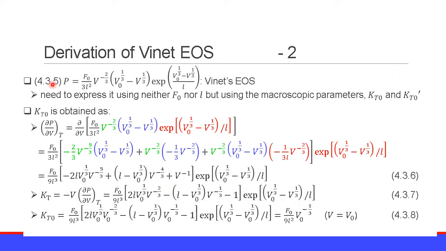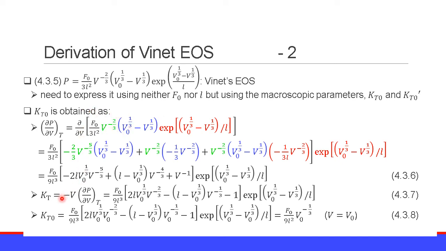The equation 4.3.5 is already Vinet's equation of state. However, the parameters F0 and L are unknown. We need to express this equation of state not using F0 and L, but using the macroscopic parameters, namely KT0 and KT0 prime. We first obtain KT0 here.